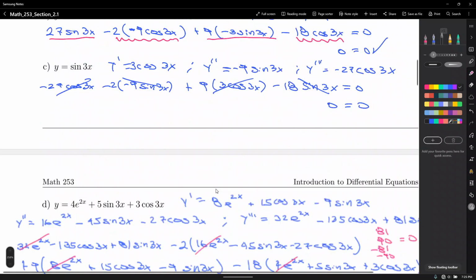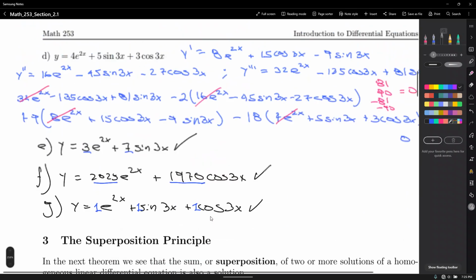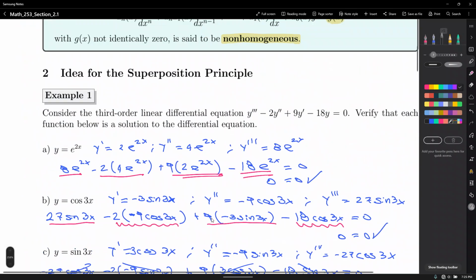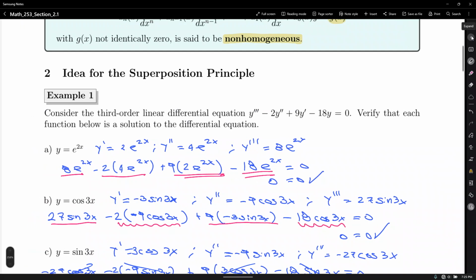Also, let's talk about this trivial solution. The trivial solution, which is y equals 0, is also a solution, but actually we really don't care that much about that solution because y equals 0 is not a very interesting function. But it's worth looking at, and I mean, just try it. So y equals 0. The first derivative, y prime, is also 0. Second derivative, also 0. Third derivative, also 0. Substitute: 0 minus 2 times 0 plus 9 times 0 minus 18 times 0 equals 0.